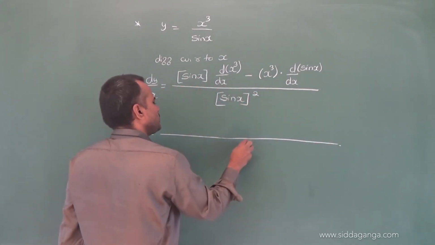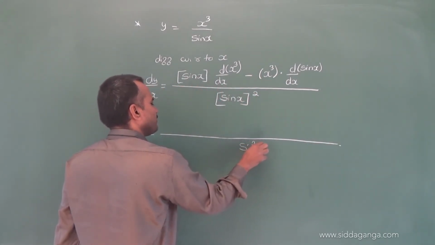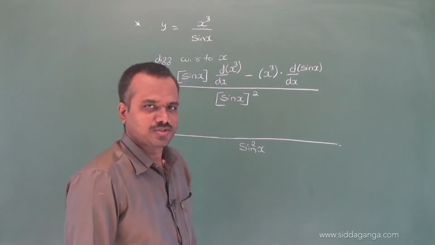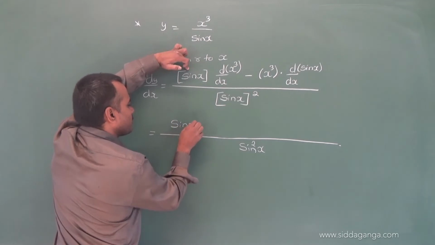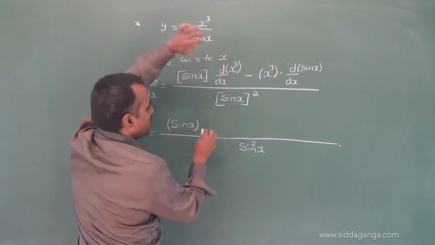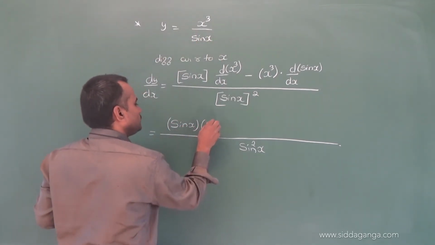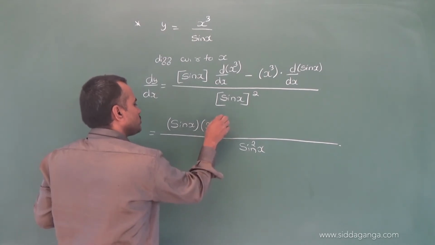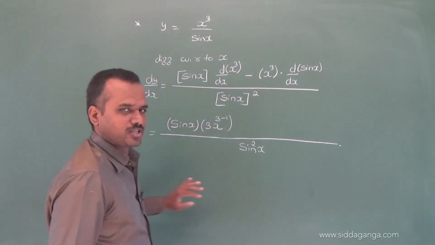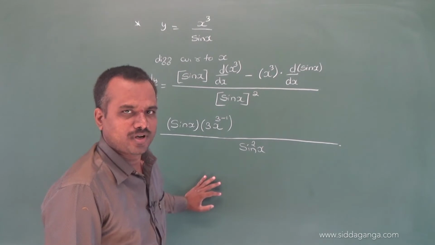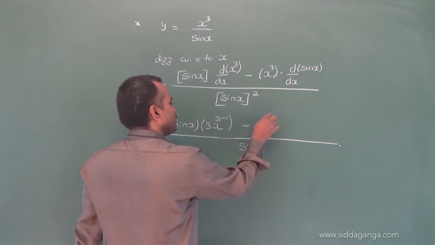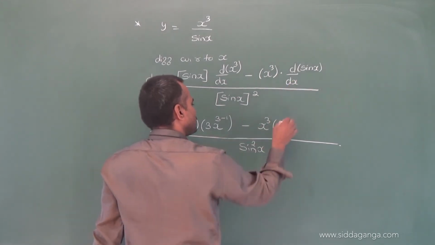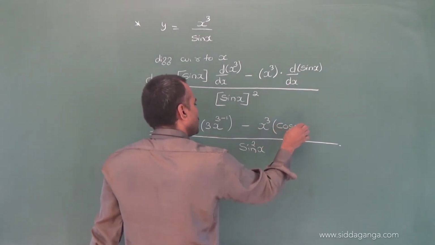Okay, but we write the answer. Sin x whole square means sin square x. So write the sin x as it is. Derivative of x cube, 3 into x to the power 3 minus 1. Correct? n into x to the power n minus 1, minus x cube, derivative of sin x, cos x.